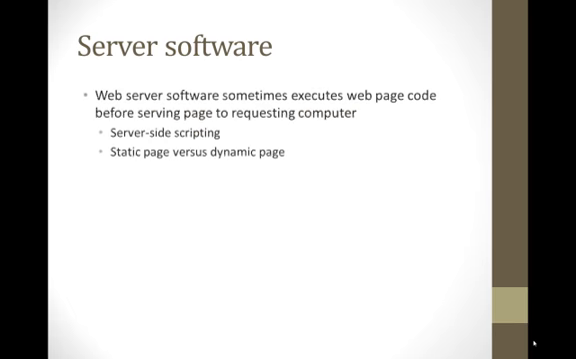All right, so let's talk a little bit more about web servers. What do they do? Well, software sometimes executes web page code before serving a page to a requesting computer. What do I mean by that? Well, we've already worked a lot with HTML, JavaScript, and CSS. And you probably know that each one of those, especially JavaScript, does stuff, right? It creates behaviors that a web page can do, but it does it on the client machine. There is a way to do some processing, some behaviors, or some control of the pages on the server before it's sent to the client.